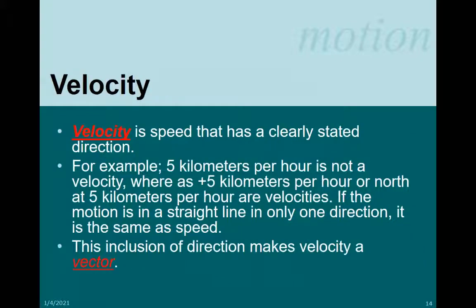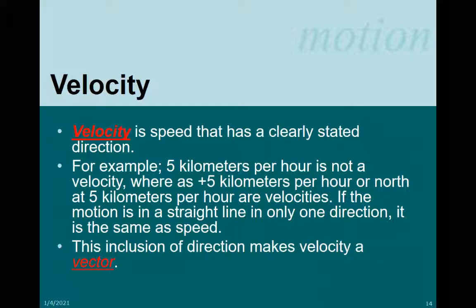All right. Velocity, very similar in terms of how we're going to go ahead and calculate it. We actually use the exact same equation. The biggest difference here is making sure that we know that it has a direction. Velocity is speed with a clearly stated direction. So for example, 5 kilometers per hour is not a velocity, it's a speed because it has no direction, whereas plus 5 kilometers per hour or north at 5 kilometers per hour are velocities because they have an associated direction with them. If the motion's in a straight line in only one direction, it is the same as its speed.